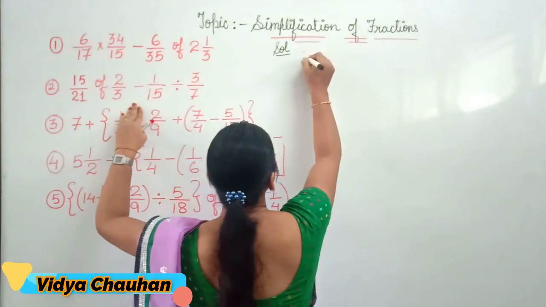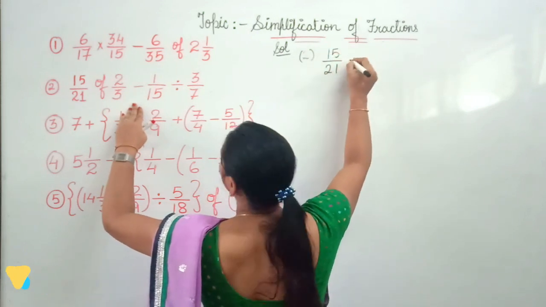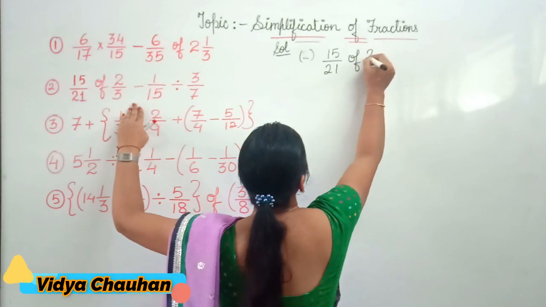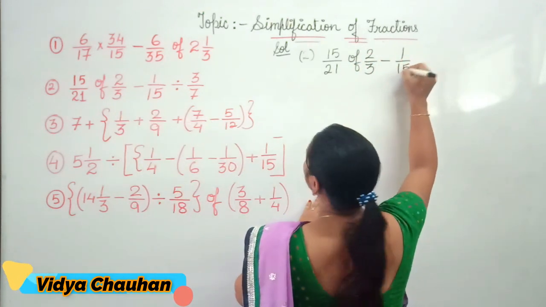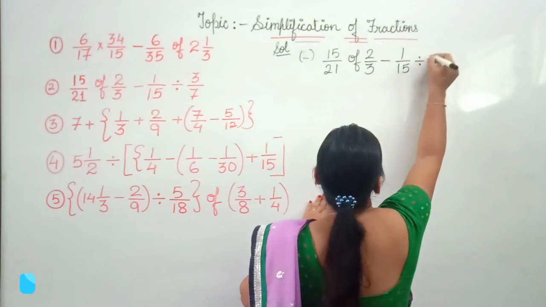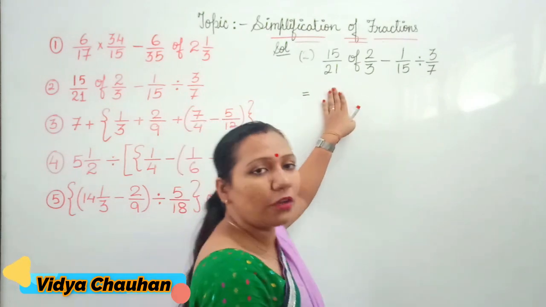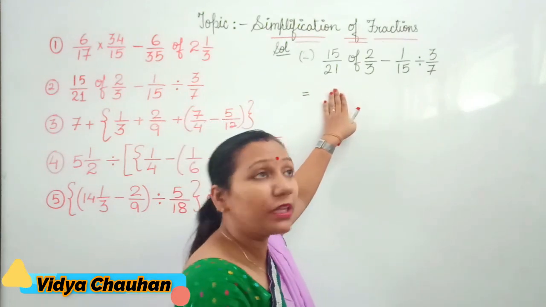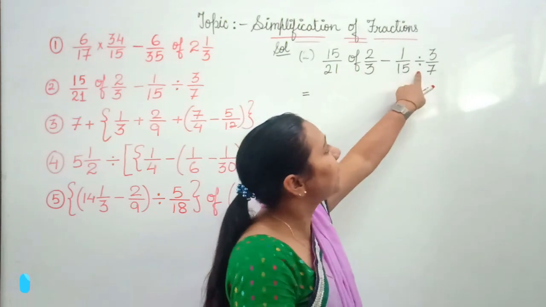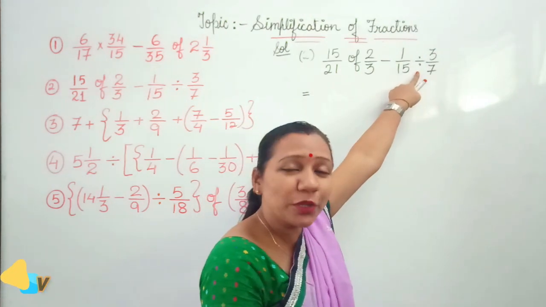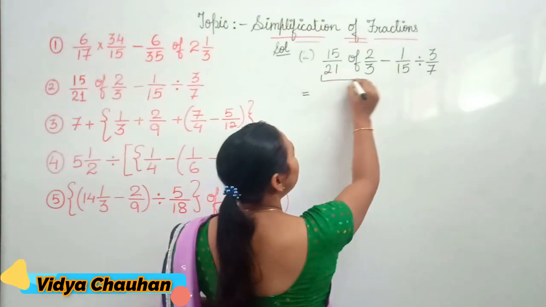And in the second part, your question is 15 upon 21 of 2 upon 3 minus 1 upon 15 divided by 3 upon 7. Now let us start solving this problem related to simplification, and very first here we have three operations: of, subtraction and division. Which operation do we have to apply very first? Of. So let us solve this term very first.